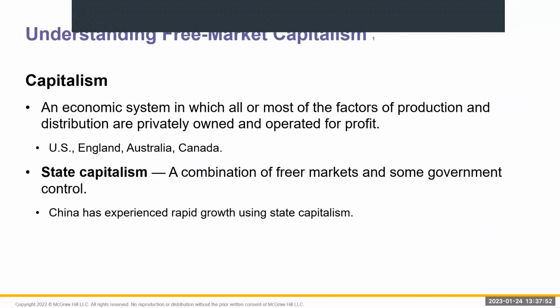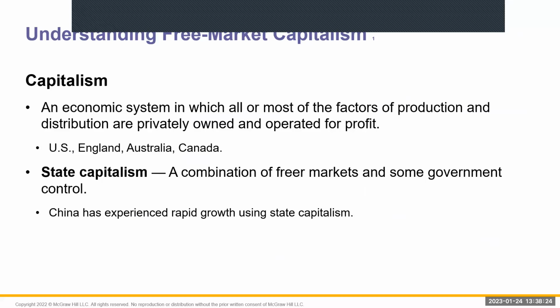So when we talk about Smith, we talk about capitalism. Capitalism is an economic system in which all or most of the production and distribution are privately owned and operated for profit. The US, England, Australia, Canada, most of your European countries have these kinds of systems. I want you to note something in there. It says factors of production and distribution are privately owned and operated for profit, but it says most of them are. There's a reason for that.